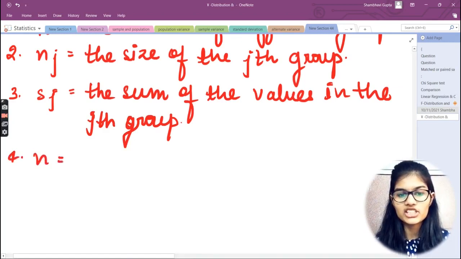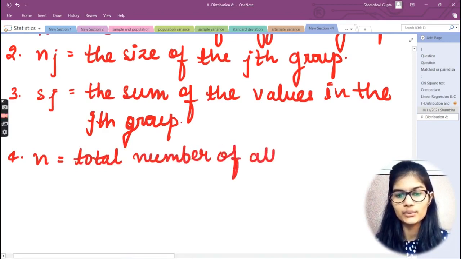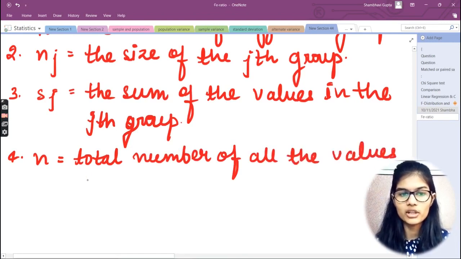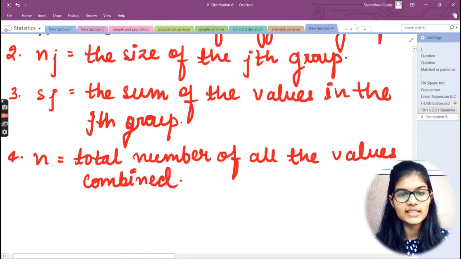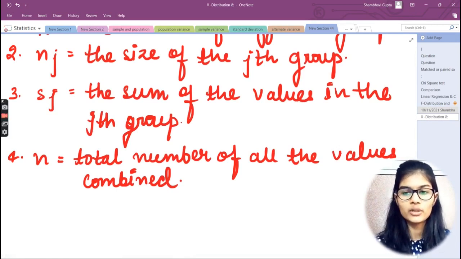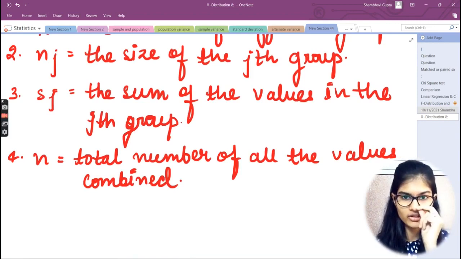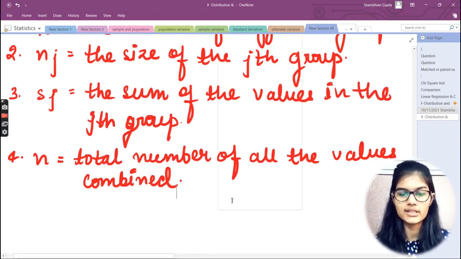Next, moving towards number 4. Number 4, we have small n. What is that? That is the total number of all the values combined. Okay, so what is the small n? Small n is basically the total number of all the values combined. Fine. So we could just as well say it is the total sample size, that is sigma of n of j. Okay, right.